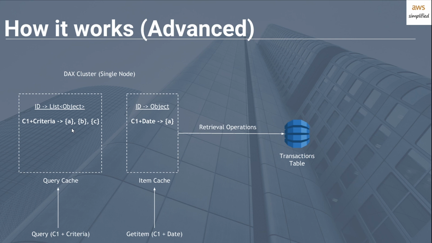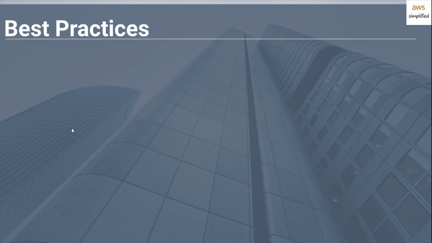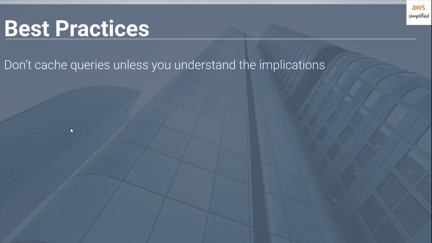So this was a more in-depth look at how it works behind the scenes. Now I kind of want to go into best practices, things you should know about when you're using DAX, or maybe you're thinking about using it in your next project. So the first one is directly tied to my previous point, and that's don't cache queries unless you understand the implications. So understand that you may have inconsistent data. If you're using your Dynamo table as a source of truth for some very mission critical information, maybe like credit card transactions, then you don't want to be using query caches. You may not even want to use caches in general, since by definition they introduce eventual consistency.